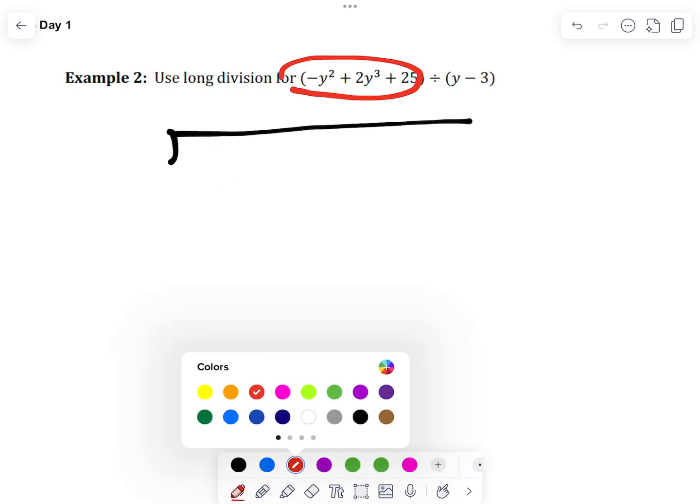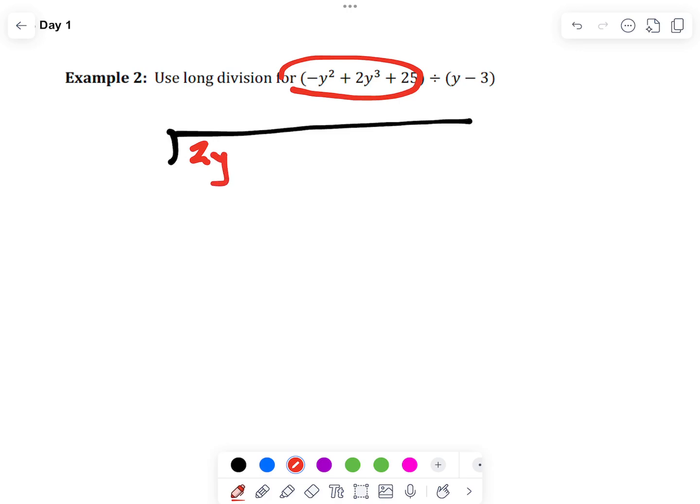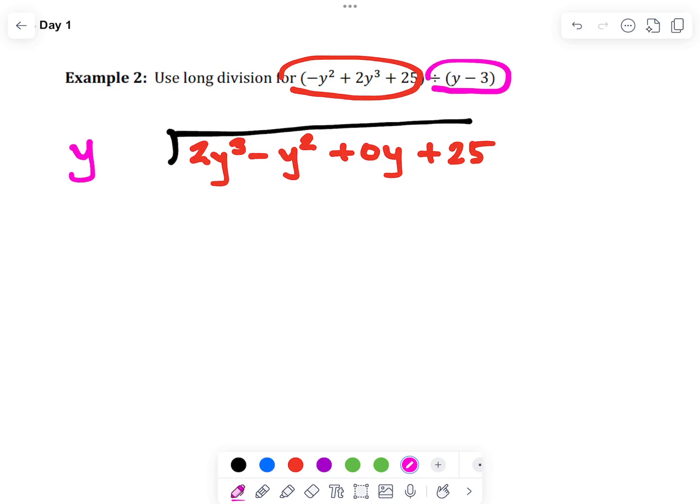So the highest power is y cubed, so it's going to be starting off with 2y cubed, then minus y squared. And now notice there's not a y term, so we're going to go ahead and put its placeholder, so put 0y, and the constant of 25. Then what we're dividing by goes out in front.